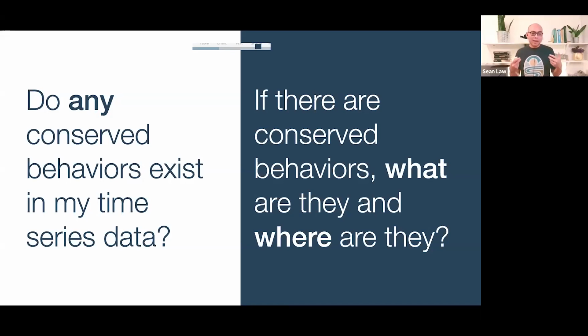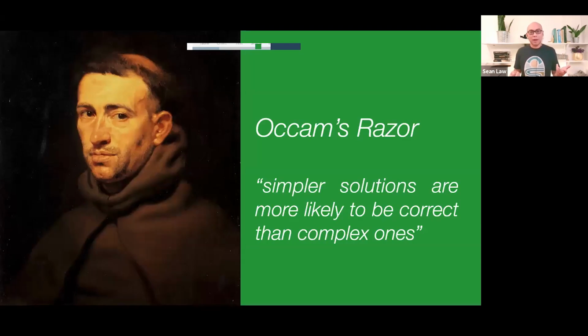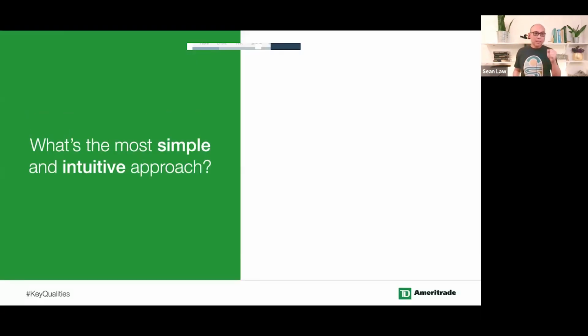As a reformed scientist, if I were to take an approach to analyze time series data, I always think back to Occam's razor. Occam's razor states that simpler solutions are more likely to be correct than complex ones. So essentially, you're favoring simplicity over complexity. And so if I were to ask myself, what is the most simple and intuitive approach that I can take to analyze this time series?